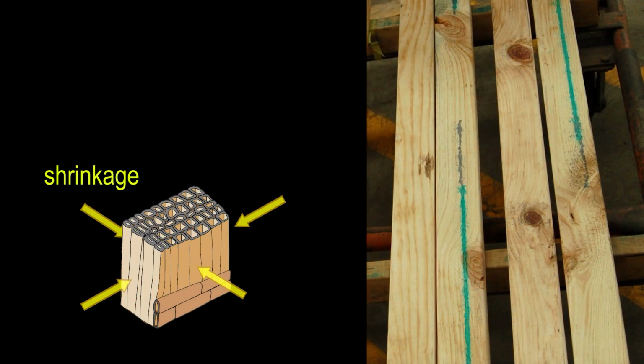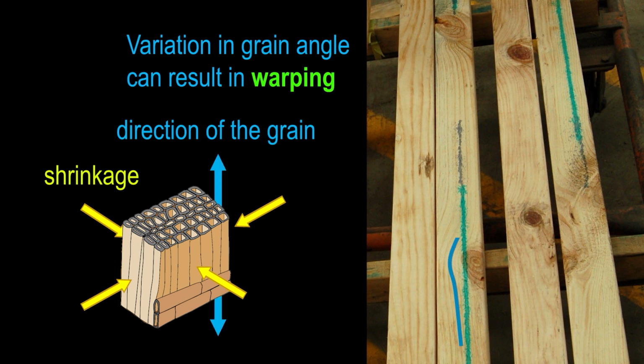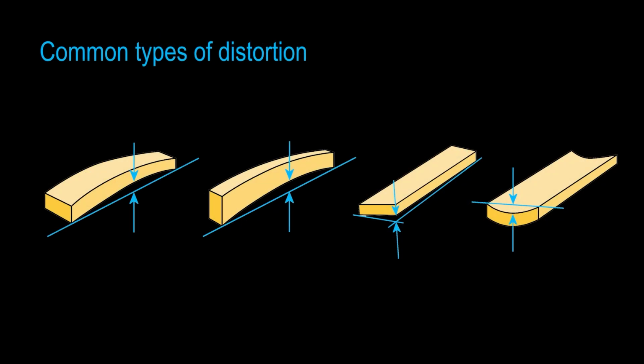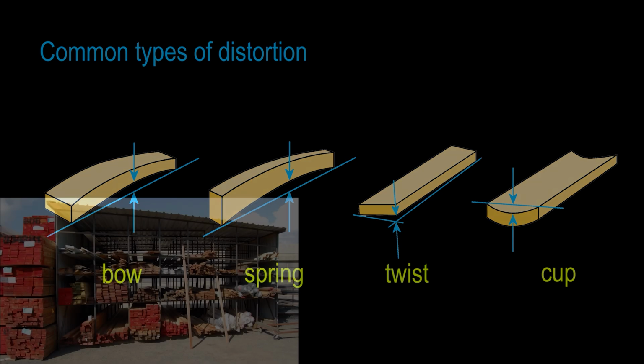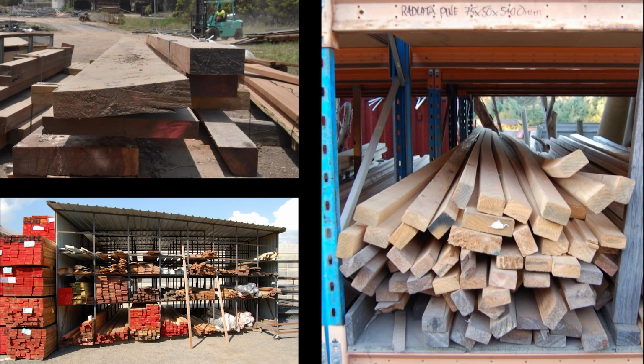Because shrinkage occurs at right angles to the direction of the grain, a variation in grain angle to the edges of a piece can result in warping as it dries. The most common types of distortions that tend to occur are bow, spring, twist, and cup. Uneven drying stresses can also occur when one edge or one face of the piece is exposed to the sun, which will cause those cells to dry more quickly.